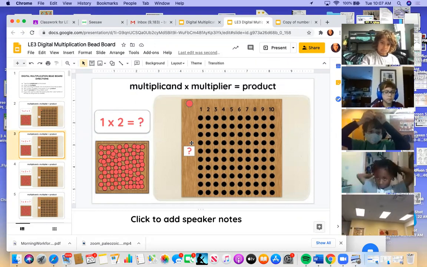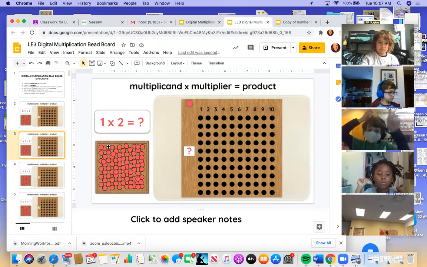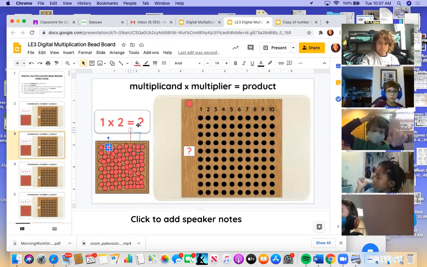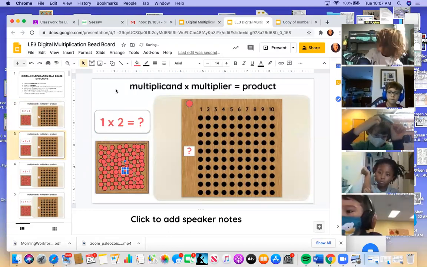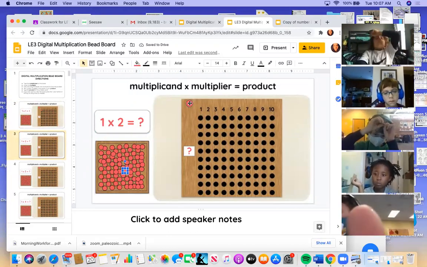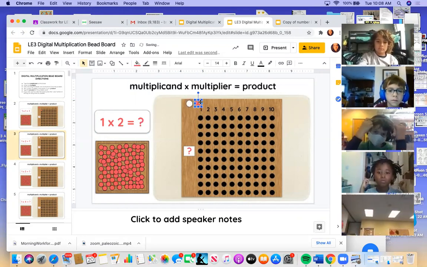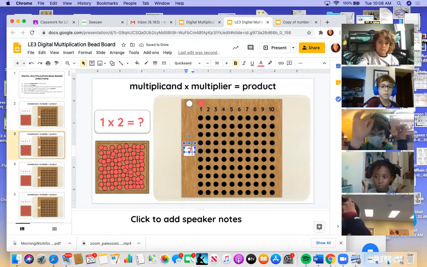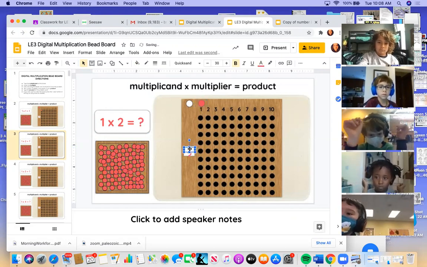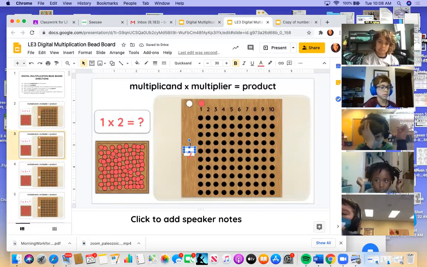Okay, 1 row of 2. So our multiplicand is 1, the first number that we see, and I'm going to label it up here. So we put our multiplicand here over 1, and our multiplier, the 2, is 2. I accidentally moved it though.